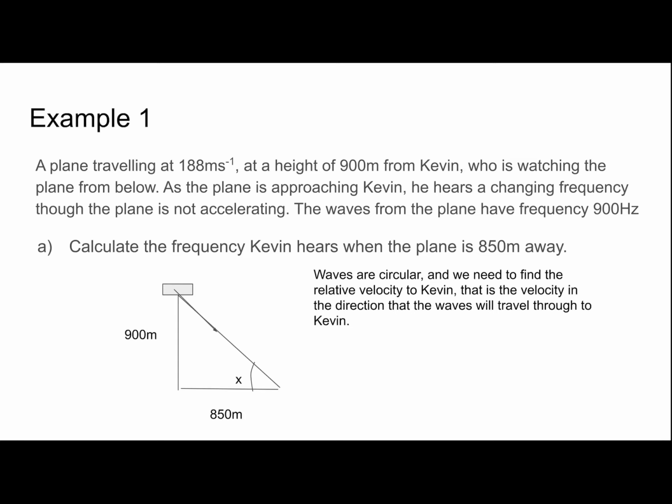So the waves would reach Kevin through this diagonal component. So waves are circular, and we need to find the relative velocity to Kevin, that is the velocity in the direction that the waves will travel through to Kevin. Alright, so we know that this is our angle x. So tan x equals 900 over 850. If we take the inverse tan of both sides, we get x equals inverse tan of 900 over 850, and that should come out to x equals 46.64 degrees.